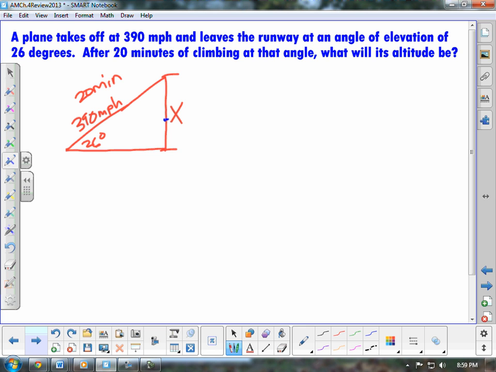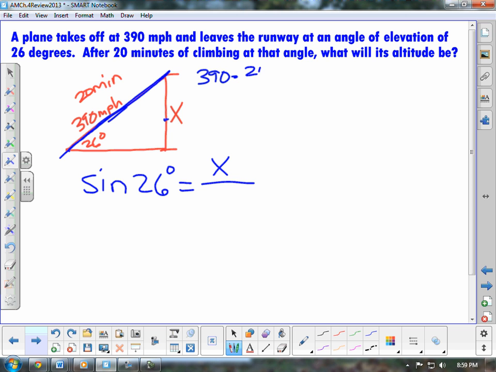And so we have the opposite side and the hypotenuse, so sine of 26 degrees equals the opposite over the hypotenuse, which we need to figure out this distance. At 390 miles per hour for 20 minutes, you have to take 390 times 20 divided by 60, because there's 60 minutes in an hour. And this is in miles per hour. When you do that, you will get 130 miles. So that becomes 130.